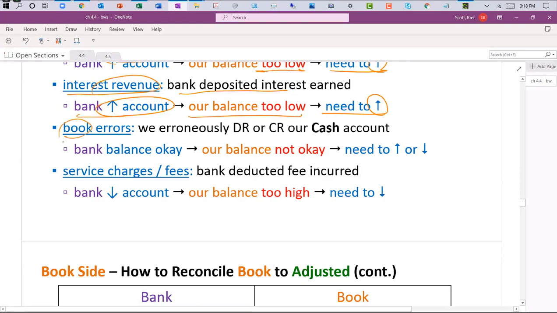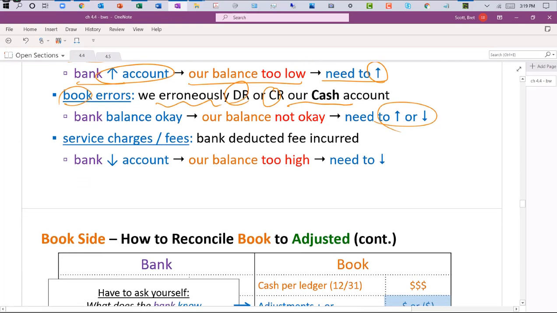Book errors. If there's going to be any type of errors, usually you're going to see it on the cash side, on the book side. So here's a situation where maybe we accidentally increased or decreased our cash account. Usually that requires us to make some sort of adjustment in the opposite direction to fix those things. Bank balance is going to be fine. The book errors are strictly our business. We have to fix that.